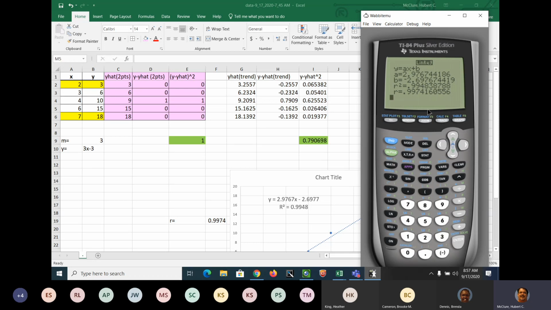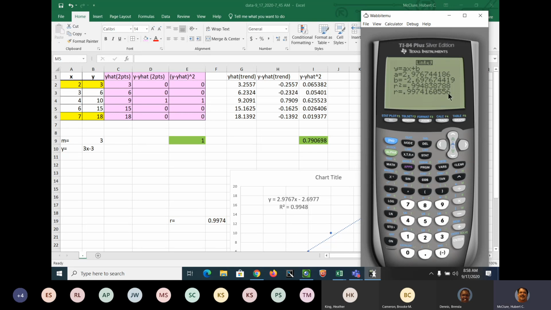Okay, go ahead and write this down. Our trend line is y equals 2.97... x plus minus 2.697, and we got that right here. However you find that out is up to you. And R is equal to 0.9974, and that's what we got for R. So all of you should be able to do this part on the calculator. Now I'm going to show you how to find this part right here.